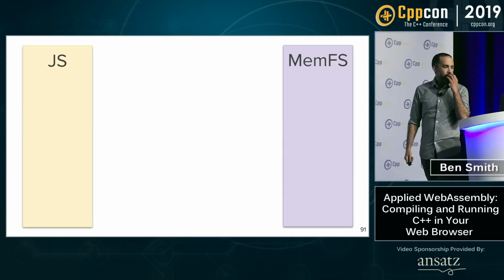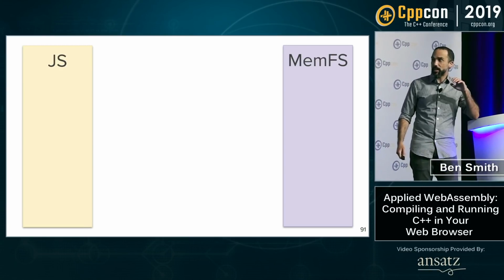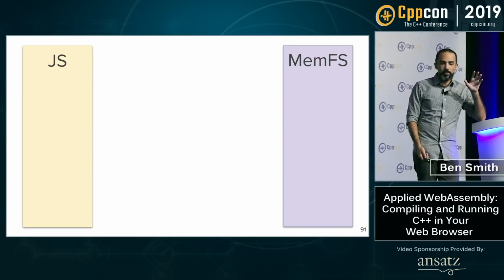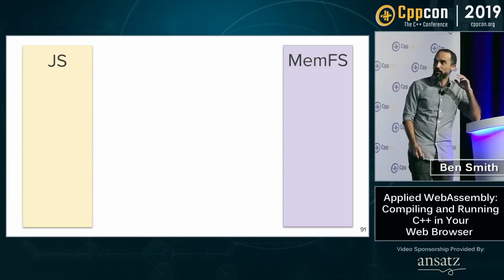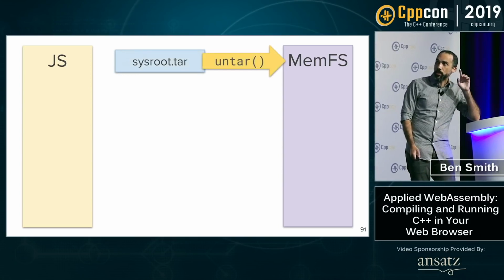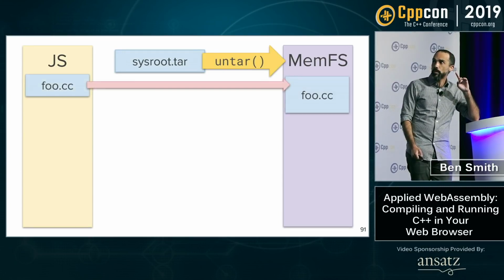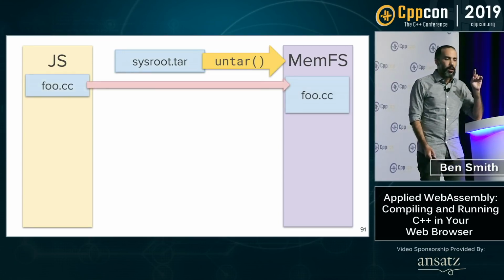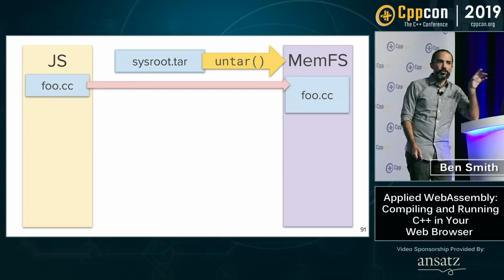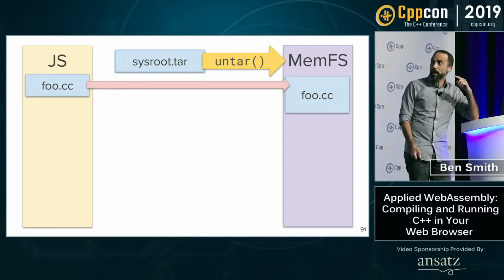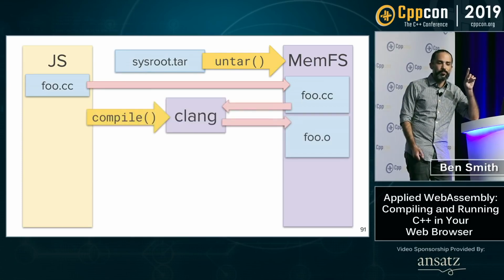Okay. So taking a step back, this is how our system is set up. We have JavaScript and we have our memory FS. So the very first thing we do is we take our sysroot tar and we untar that into the memory FS. Then the next thing we do is we take our CC file that's in JavaScript somewhere, and then we write that across into our memory FS as well. So now it's available to be accessed by Clang.